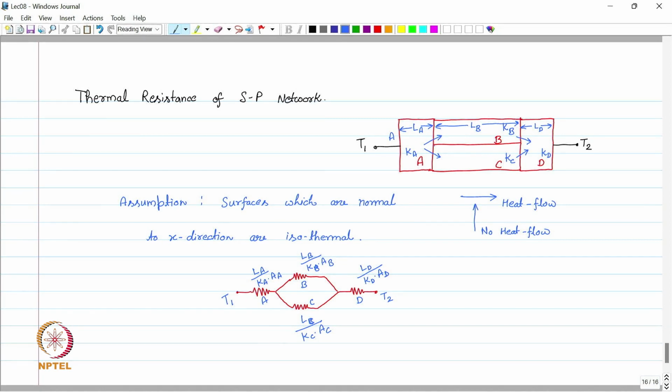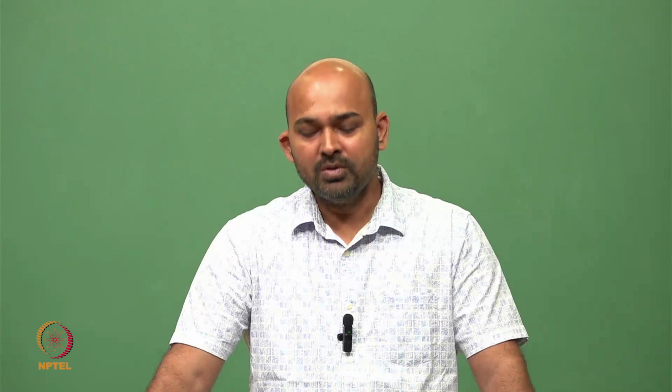So we can solve for this series parallel connection, which is Ra plus Rb parallel Rc in series with Rd. That will be the total resistance, and the heat flow we can calculate as T1 minus T2 divided by the total resistance. The heat flow for this network will be T1 minus T2 divided by the R total, and R total we can calculate of this thermal resistance. This is R total. So this is how we can solve a thermal network very similar to the electrical networks.